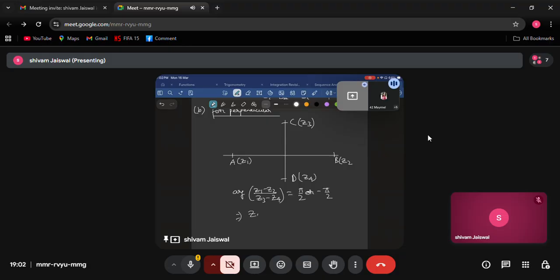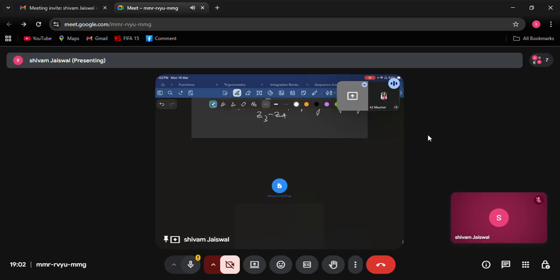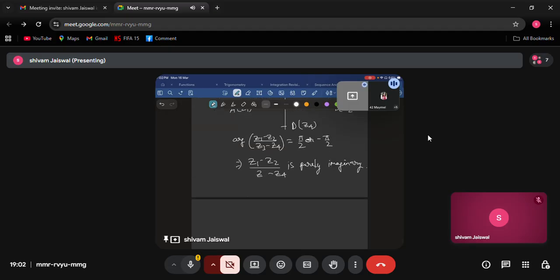This implies Z1 minus Z2 upon Z3 minus Z4 is purely imaginary. And if a complex number is purely imaginary, then what can we say? Its conjugate is the negative of it. Yes, Z1 minus Z2 upon Z3 minus Z4 will be equal to minus of Z1 bar minus Z2 bar divided by Z3 bar minus Z4 bar.